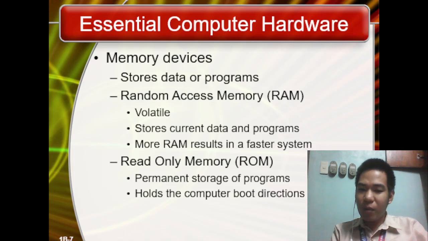Okay, and we also have here the memory devices. So when we talk about memory devices, there are only three things that we need to understand here. We have the RAM and then the ROM. So RAM stands for random access memory, and ROM stands for read only memory. So when we talk about RAM, these are just temporary storage. Okay, that means that if you turn off your computer, all of the things that are being stored on the RAM will be wiped out.